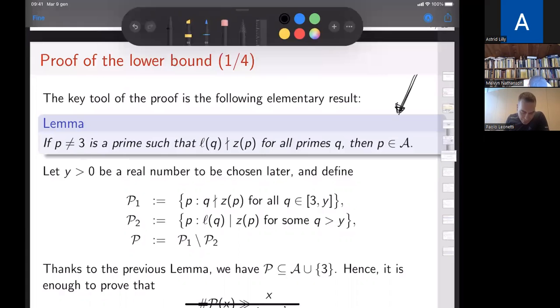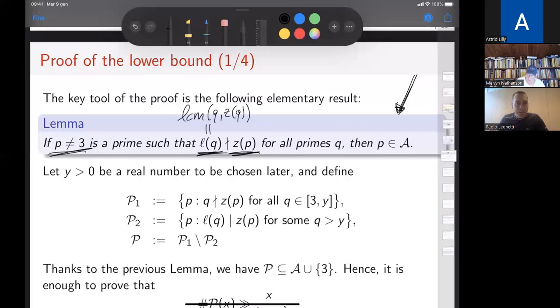So this lemma says that if P is a prime different from 3, for which L of Q does not divide Z of P for every prime Q, then P belongs to K. And we remember that L of Q, by definition, is the least common multiple between Q and Z of Q, where Z of Q is the rank of appearance of Q. So our set calligraphy K contains at least all the primes which satisfy this sufficient condition.